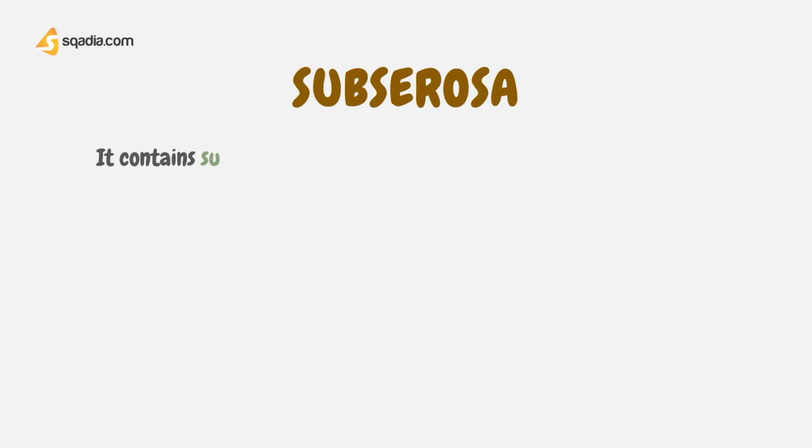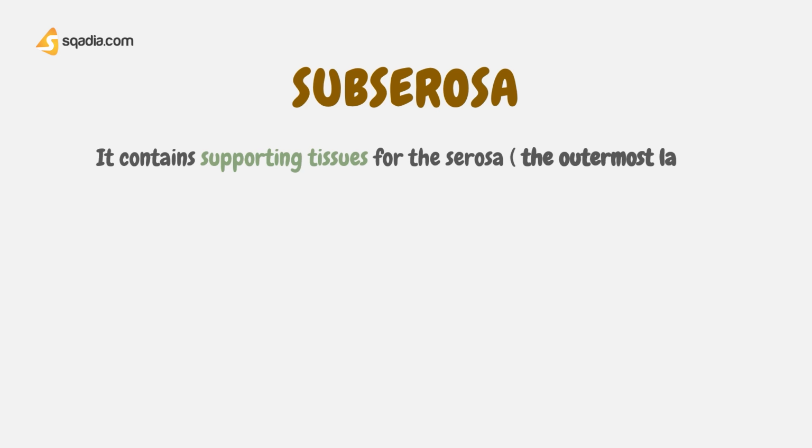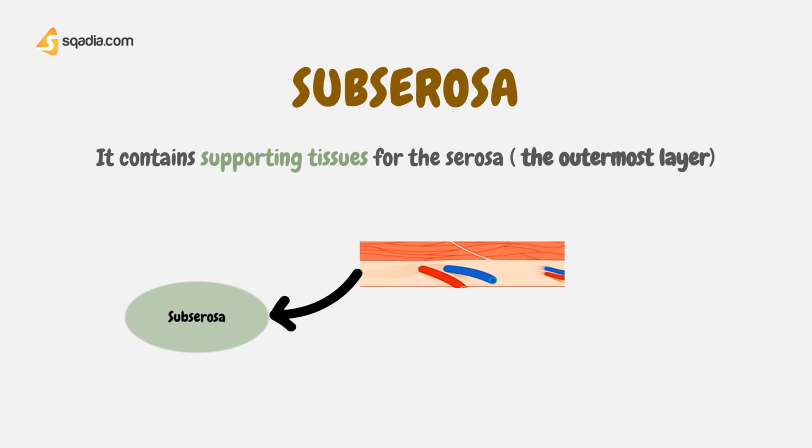Then we have a sub-layer of serosa known as subserosa. The subserosa contains the supporting tissues for the serosa, which is the outermost layer of the stomach. We have a microscopic view of subserosa containing connective tissues.